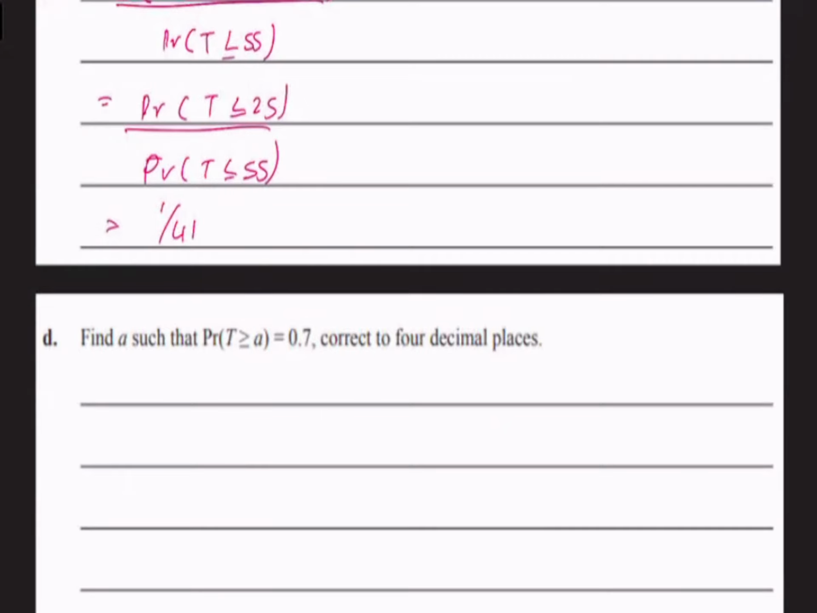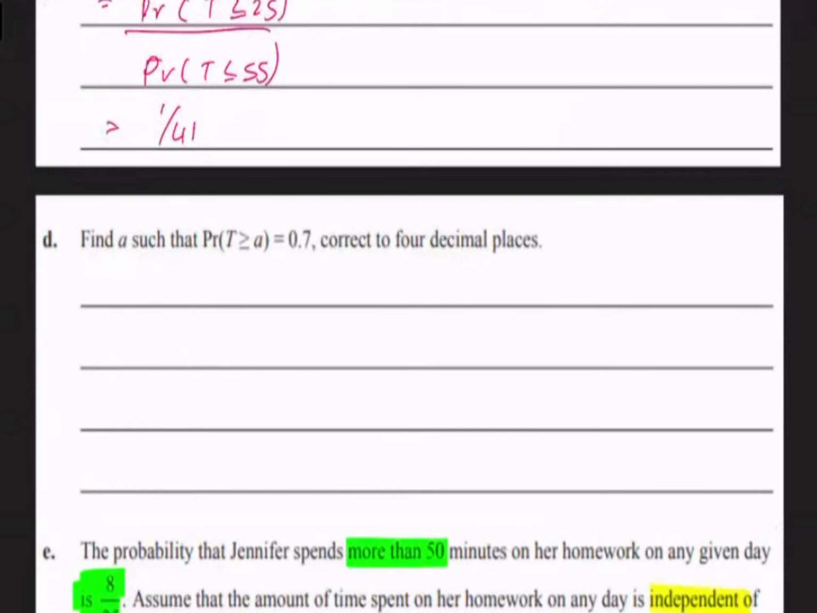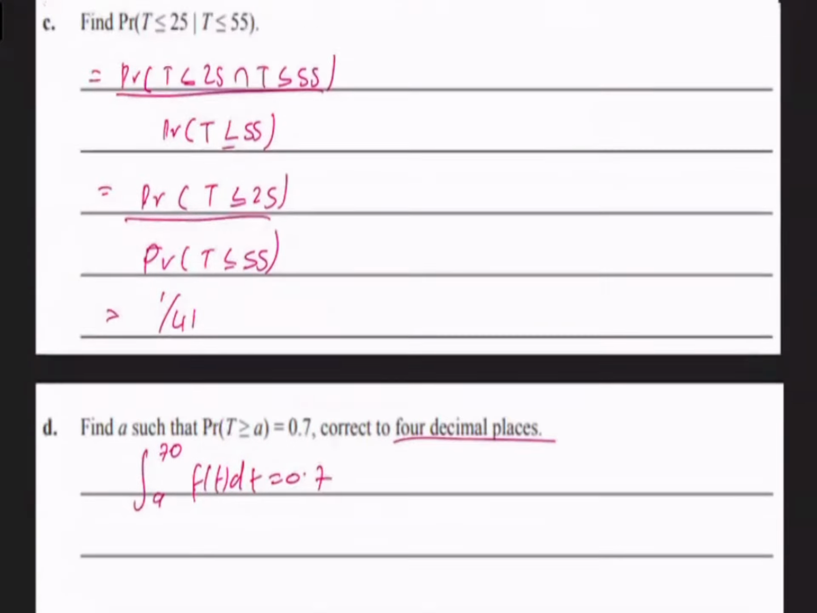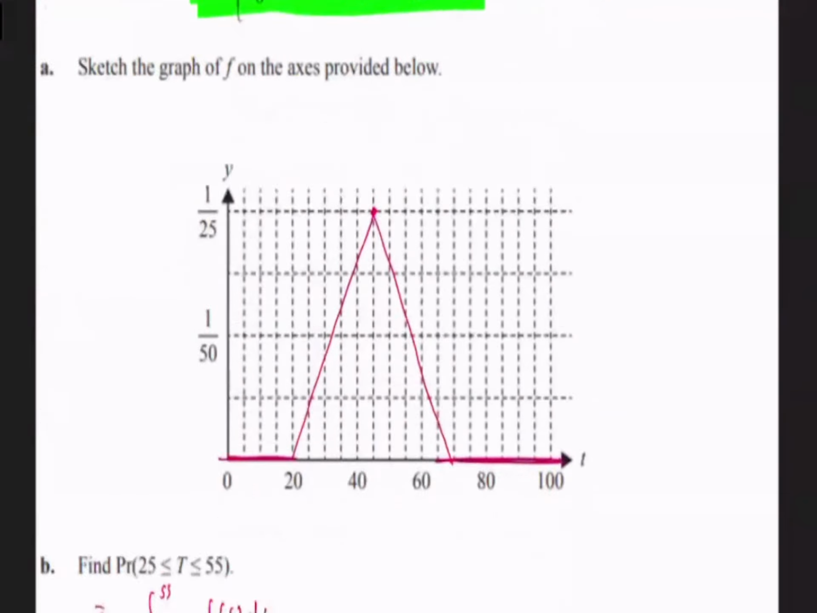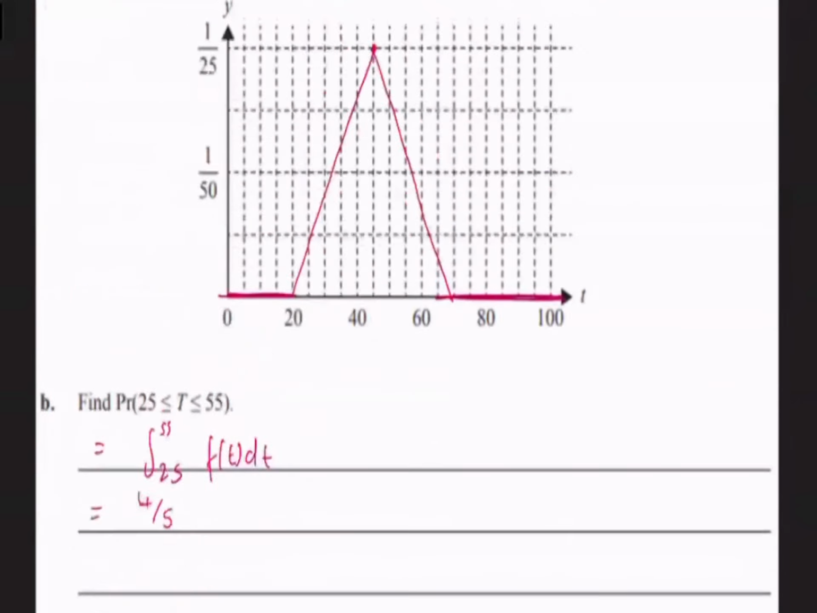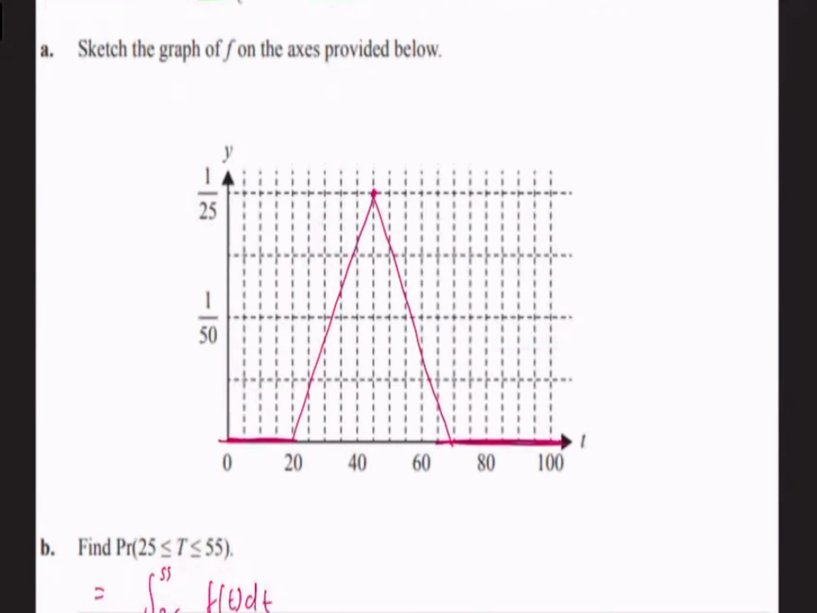Find A such that the probability of t greater than A is 0.7. So basically what we're looking for is the integration from 70 to A, ft dt equals 0.7. Since it's decimal places, we can use our CAS, but the only problem you might come across is the hybrid function in your CAS, because it might take a while or just might not work. To make it easier on yourself, you can realize that up to the halfway point, 45 here, this area is going to be half, and this area is also going to be half.